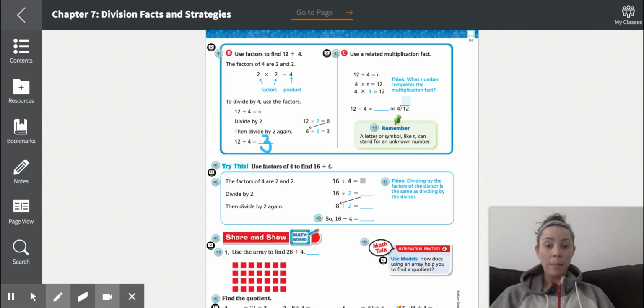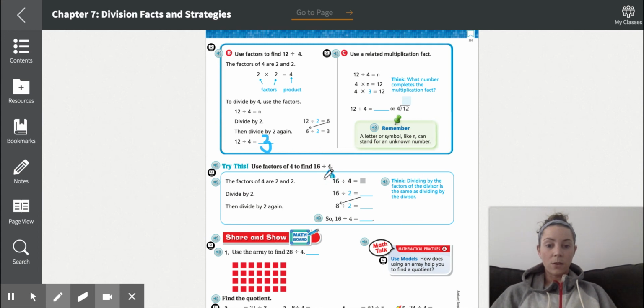Okay, now we're going to use that strategy again down here in the try this. So I'm actually going to have you skip the C for now. We'll go back to that in a second. But let's try this strategy right here that I just did again. Okay, so it says try this. Use factors of 4 to find 16 divided by 4. So they're saying, okay, remember, split down the 4 into 2 factors that equal 4.